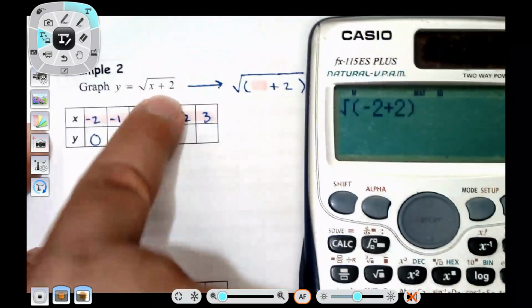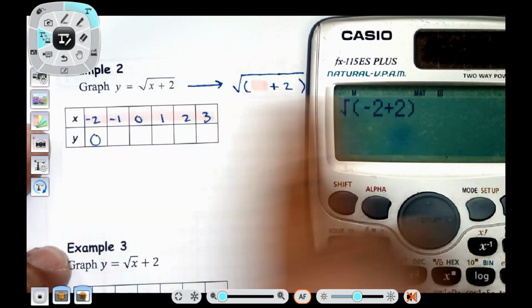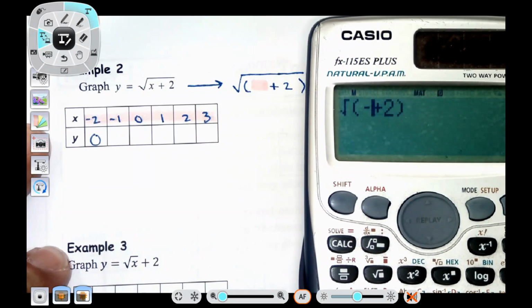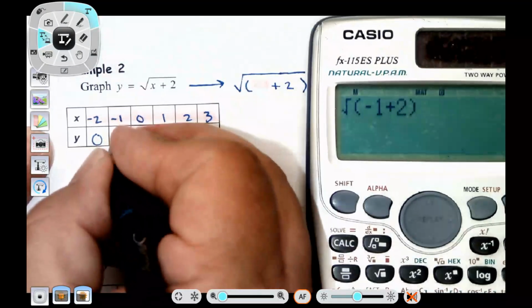All right, so now I'm going to put in a negative 1. So let me go back up there and change that to a negative 1. Hit enter. Look, I got an answer of 1.